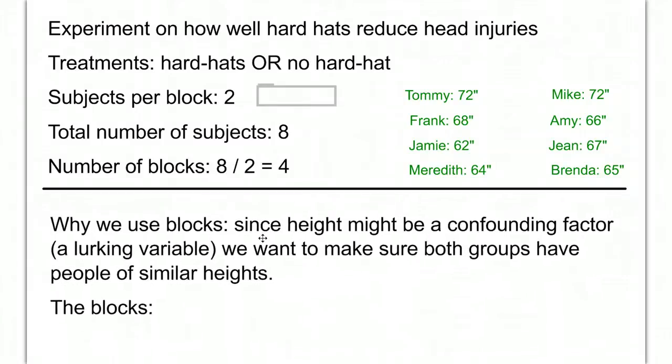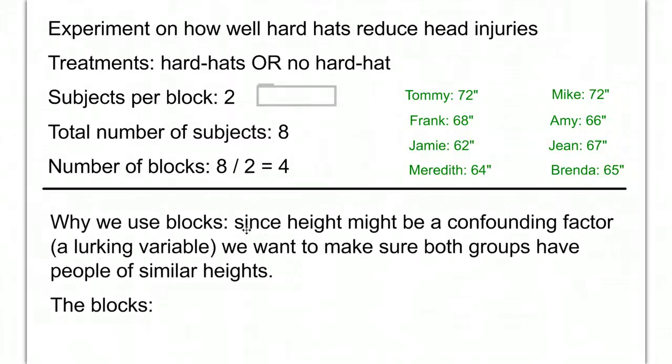Thinking to the reason we're doing things, the reason we use blocks is that height, how tall someone is, might be a confounding factor. If we have all the tall people in one group, it might not matter if it's hard hat or not. They might sustain more head injuries just because they're tall and they hit their head on things all the time. So we want to make sure both groups have people of similar height, so that doesn't get mixed in. It's not because, oh, this group was taller than the other group. It's just because this group wore hard hats and this one didn't. That's the only thing we want to compare.